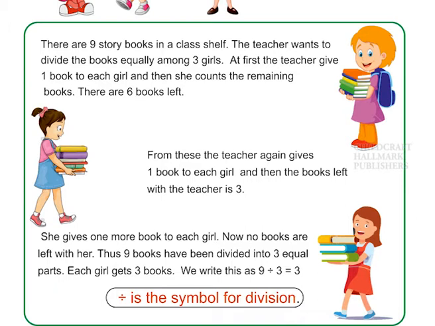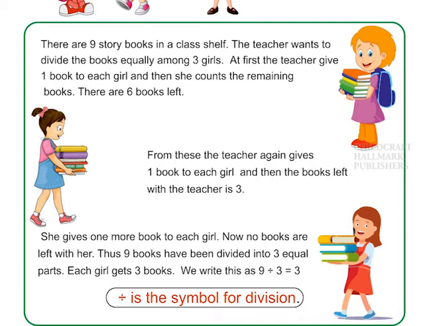At first, the teacher gave 1 book to each girl and then she counts the remaining books. There are 6 books left. From these, the teacher again gives 1 book to each girl and then the books left with the teacher is 3. She gives 1 more book to each girl. Now no books are left with her.